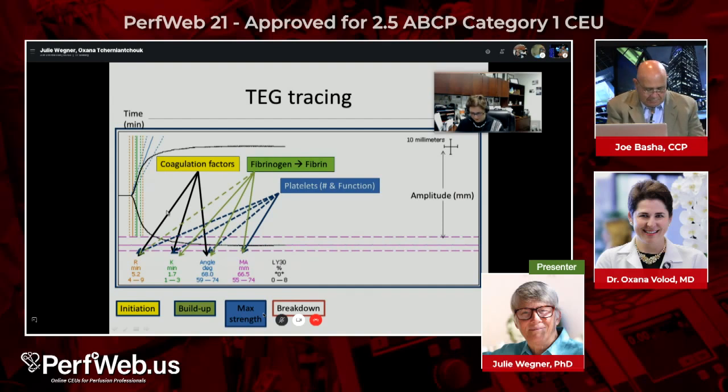That's all right. So basically what I wanted to show in this one is that even though these different parameters have specific things that are contributing to them, in reality, all of the factors are interacting during the coagulation process.